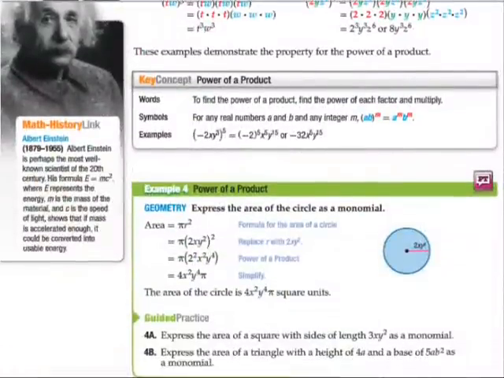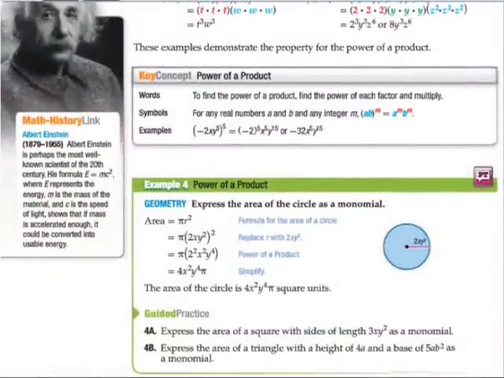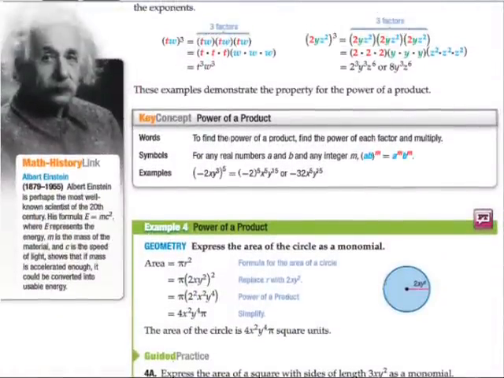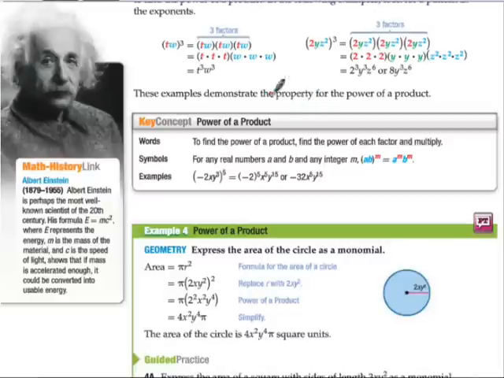So, here's what I mean. We're going to take this and apply it to some problems to demonstrate the property for the power of a product. Again, 2 things inside and we're taking the power of. Basically what we're saying here is that the exponent applies to everything inside the parentheses. So right here in this example, if it's 2yz squared and that whole thing is cubed, then it's 2 cubed, y cubed, z squared cubed.